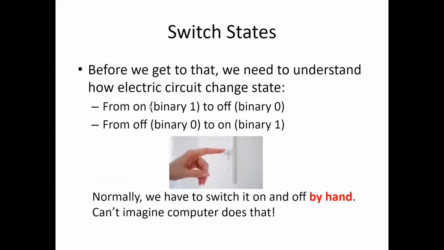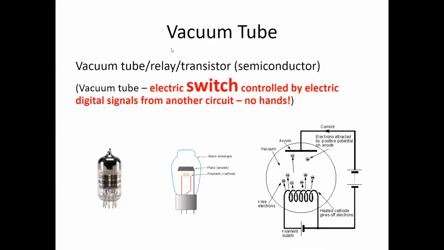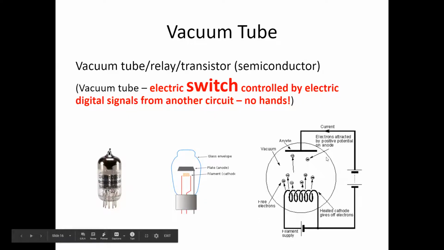There's a couple ways that the computer can turn this switch on and off. There's a vacuum tube, there's a relay, and there's a transistor, which is also known as a semiconductor. A vacuum tube is an electrical switch, which is controlled by electrical digital signals from another circuit. This is a diagram of what it would look like.